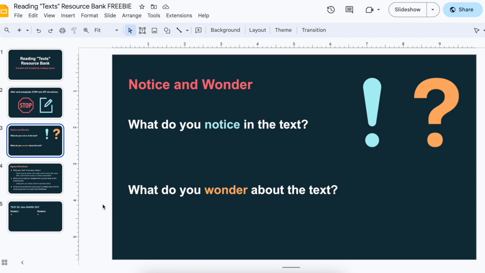I'm trying not to use ableist language. I really like notice and wonder, although you can come up with whatever cues you would like for that. I like these. They're super simple. They're punctuation that students are going to learn anyway. The exclamation kind of connotes this idea of surprise or alarm or concern or something.